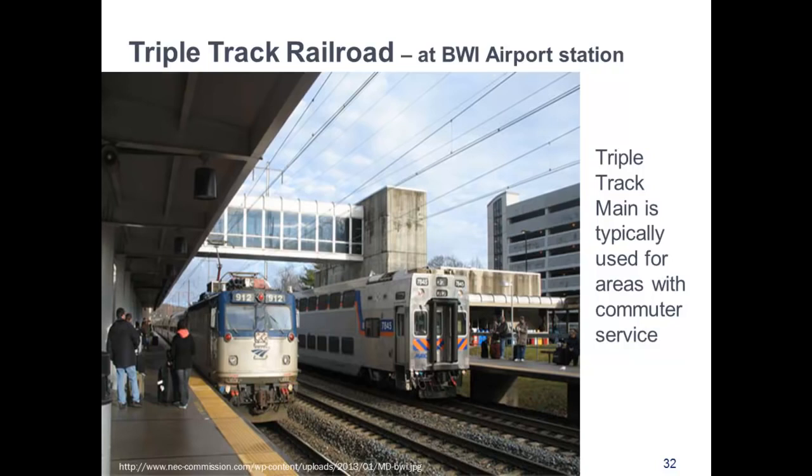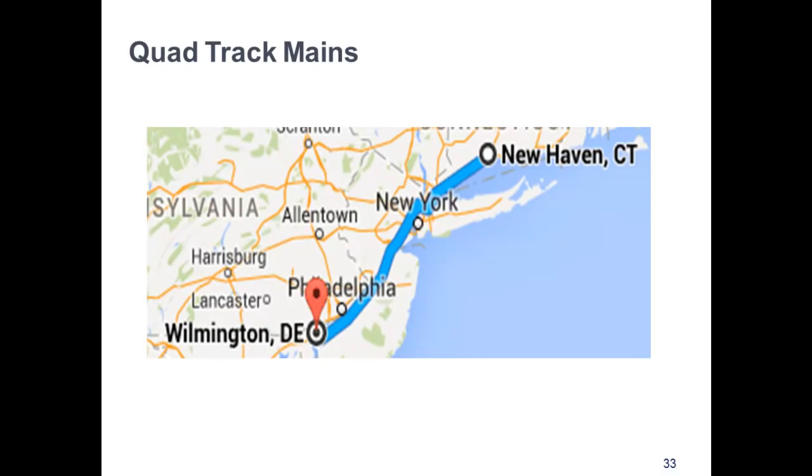And this photo shows BWI station with 3 tracks. Does the whole Northeast Corridor have a triple track main, Dick? No. Between Baltimore and Washington Union Station, the main varied between 2 and 4 tracks. But there are 4 tracks from New Haven to Wilmington, Delaware, as shown in the next slide. Except for 15 miles north of New York City and roughly 7 miles south of New York City, there are 4 tracks on the Northeast Corridor from New Haven to Wilmington.